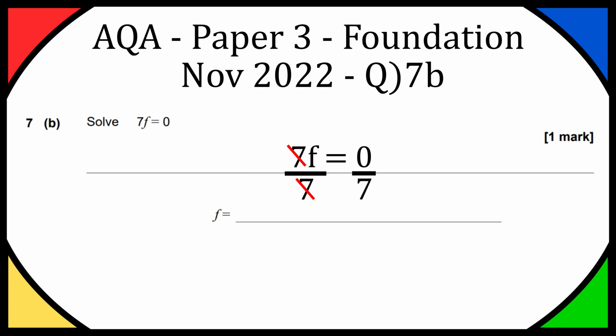So we have f on the left hand side, and on the right hand side we have 0 divided by 7. Now when you divide 0 by anything, it is just 0. So 0 divided by 7 is going to be 0. So on the right hand side we have 0, on the left hand side we have f, so f is going to be equal to 0.